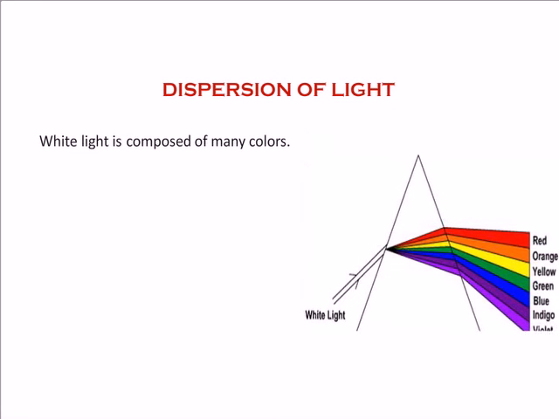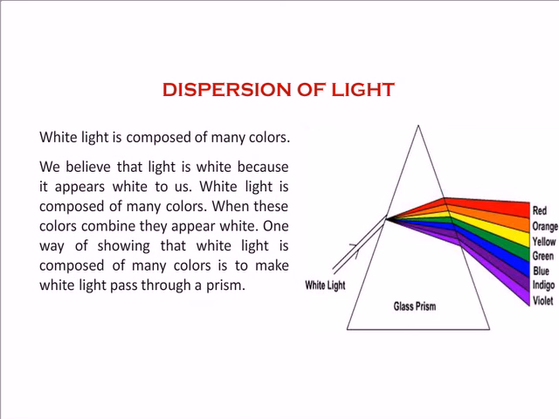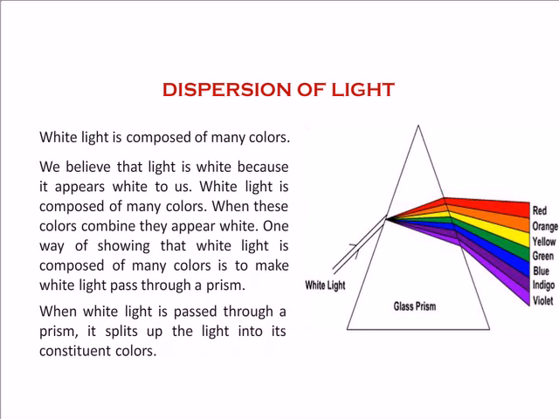Dispersion of light. White light is composed of many colors. We believe that light is white because it appears white to us. When these colors combine, they appear white. One way of showing that white light is composed of many colors is to make white light pass through a prism. When white light is passed through a prism, it splits up the light into its constituent colors.